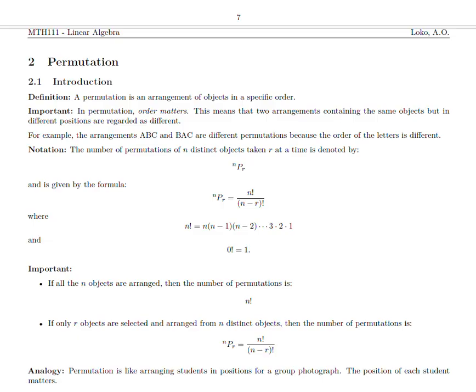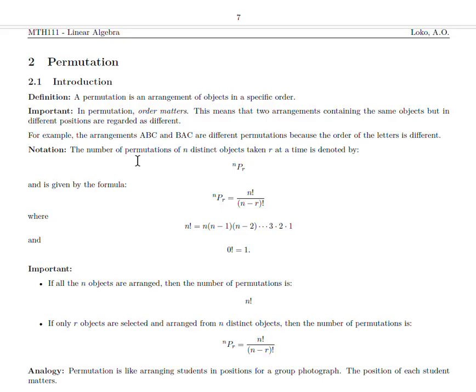In permutation, order matters. This means that two arrangements containing the same objects but in different positions are regarded as different. For example, the arrangements ABC and BAC are different permutations because the order of the letters is different.